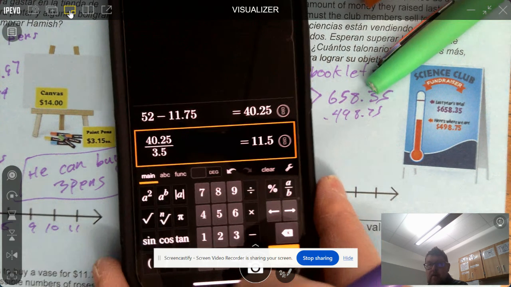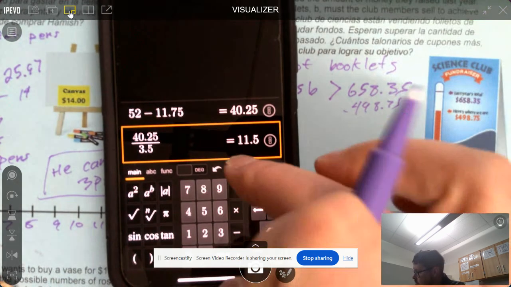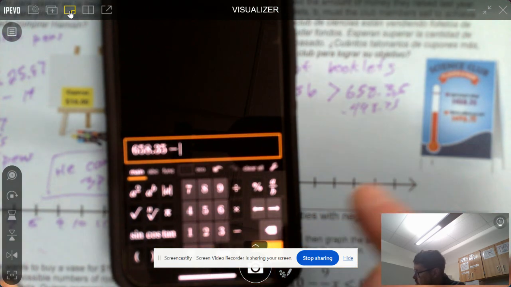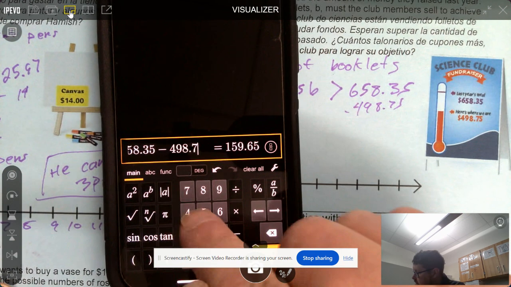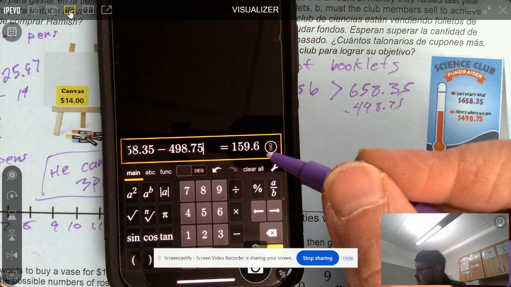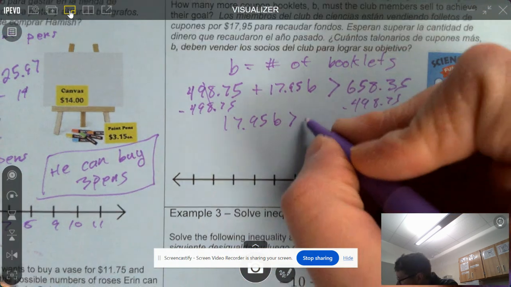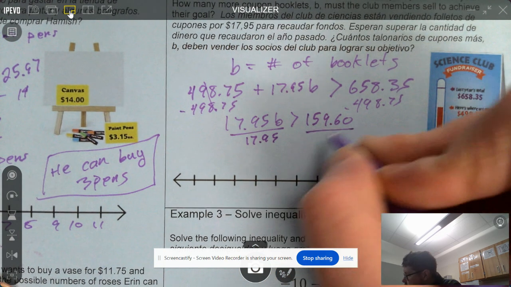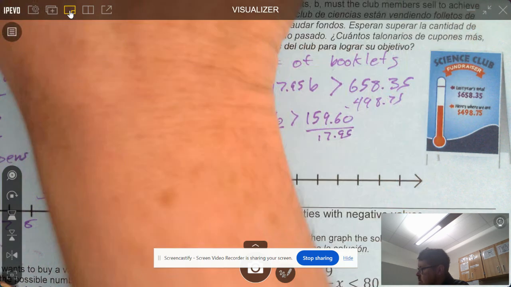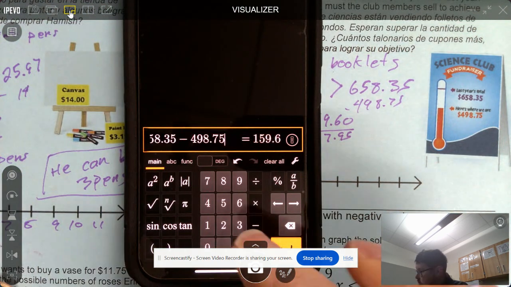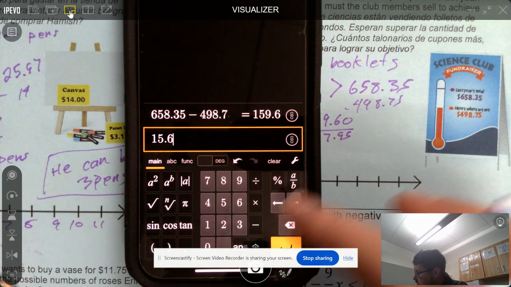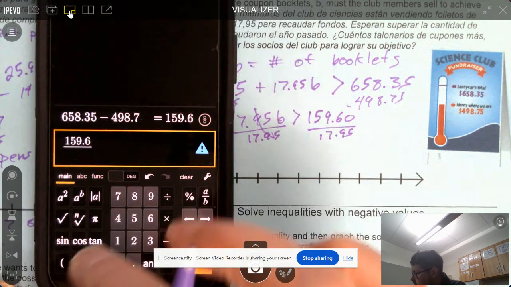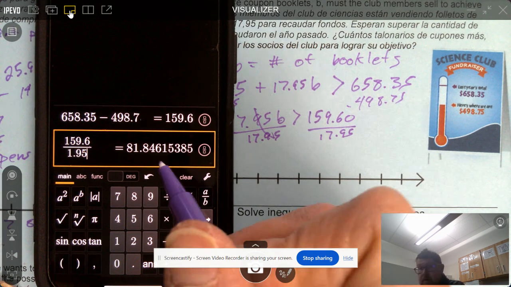So we've got 658.35 minus 498.75 gets us to 159.60. And then we're going to divide by that 17.95, right? It's the same kind of steps every time, right? Super similar. We just solve things the same way. 159.6 divided by, what is it? 17.95 gets us to 81.8.